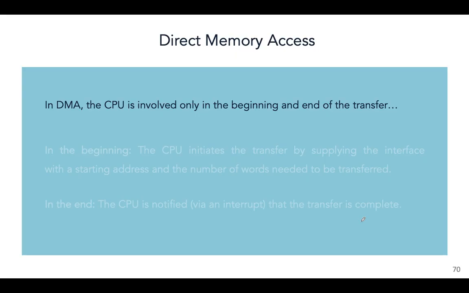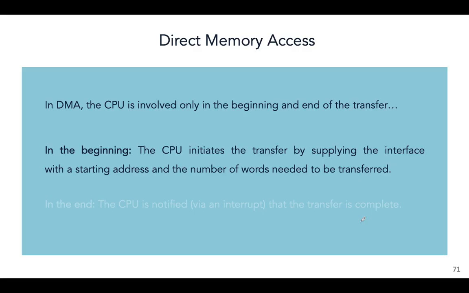Now, direct memory access. So in DMA, the CPU is involved only in the beginning and the end of the transfer. Only 2 times during this entire data transfer is the CPU going to be involved, in the beginning and in the end. So in the beginning, CPU is the one that initiates the transfer by supplying the interface with the starting address and the number of words needed to be transferred. So CPU initiates the process. It gives the IO interface a starting address of the memory from where the memory words are going to be accessed and the number of words that need to be accessed.